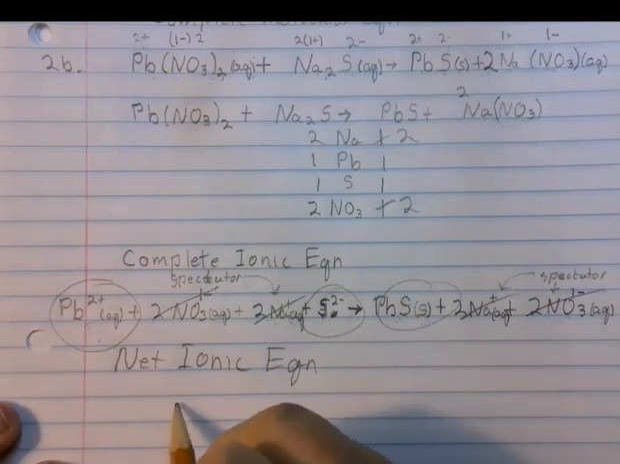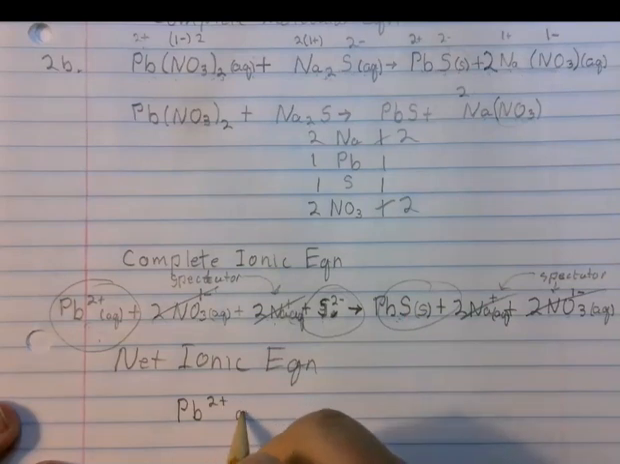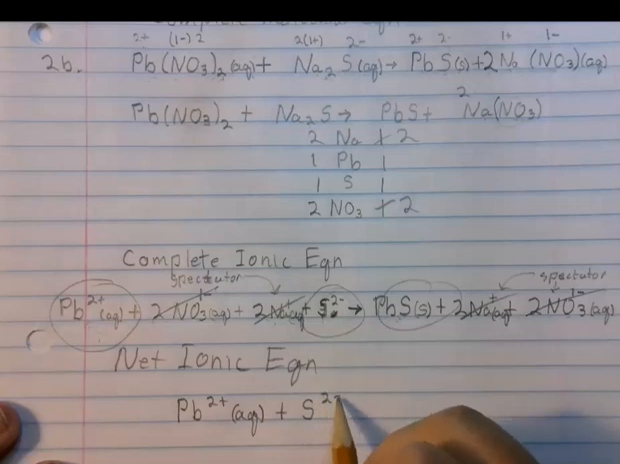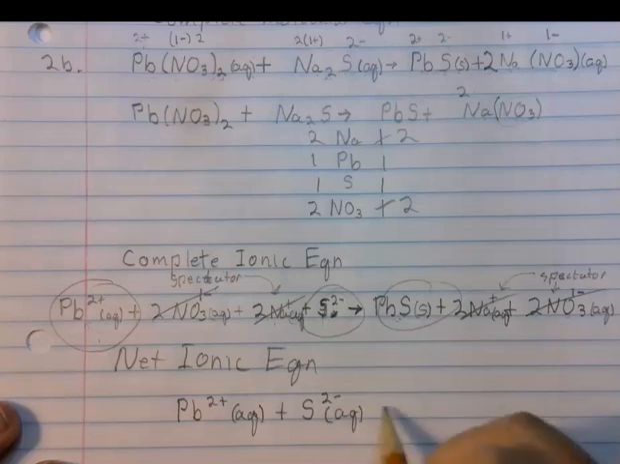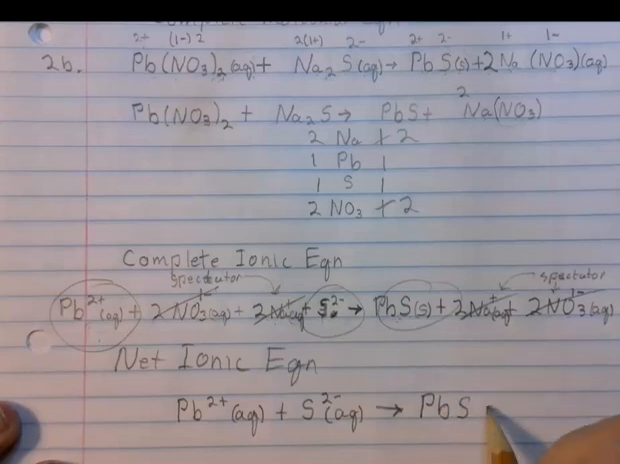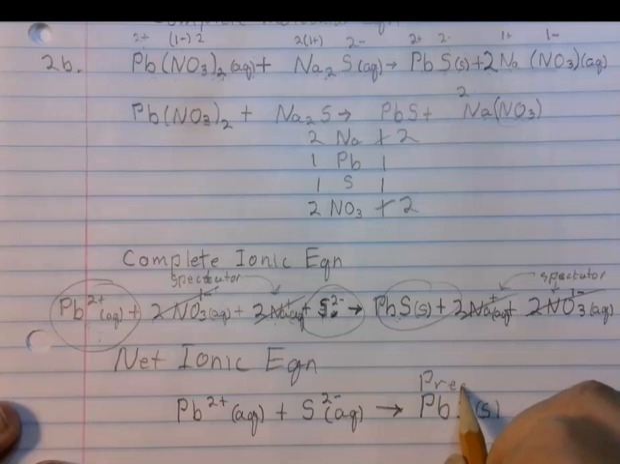So your net ionic reaction is Pb 2 plus, aqueous, plus S 2 minus, and that's aqueous. And then finally they combine to form a solid precipitate, PbS, and that's a solid. So you put an S there, and that's your precipitate.